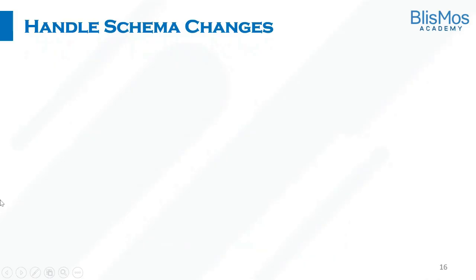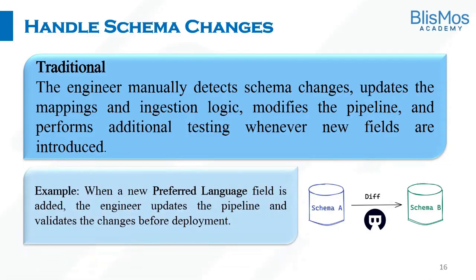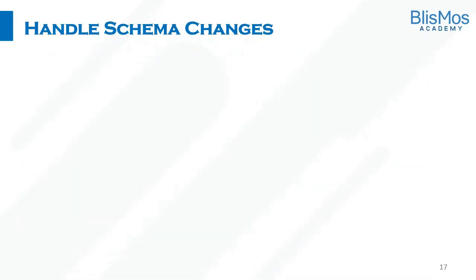One of the important steps is handling schema changes, because schema changes are very common in real projects. For example, the customer table may have fields like name, email, phone. Later, after a few days, the business may add a new field called preferred language. So the engineer has to detect these changes, update the mappings, and modify the pipeline. After the modification, the data engineer has to test the changes manually. So, how can AI help here?